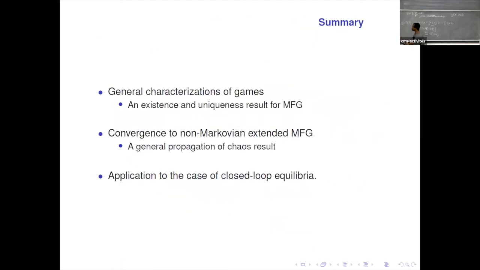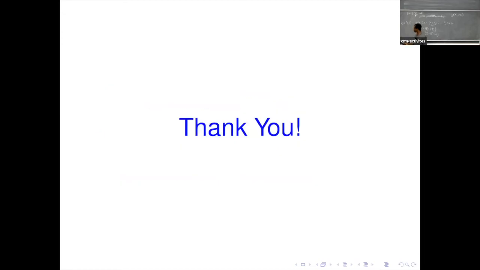So this is about all I had. A quick summary: I talked about characterization results for the game in the n-player version and the mean field game version. I showed how propagation of chaos allows us to obtain convergence, also in the non-Markovian case. And I had this quick discussion. I hope it was convincing enough on the closed loop equilibrium. That's all I got. Thank you.